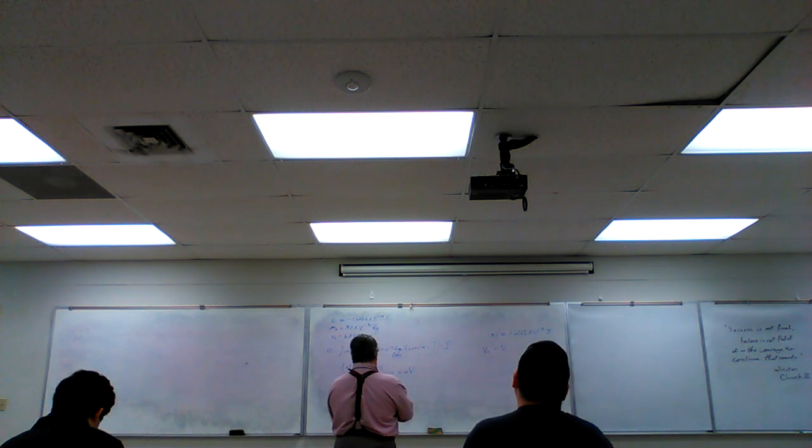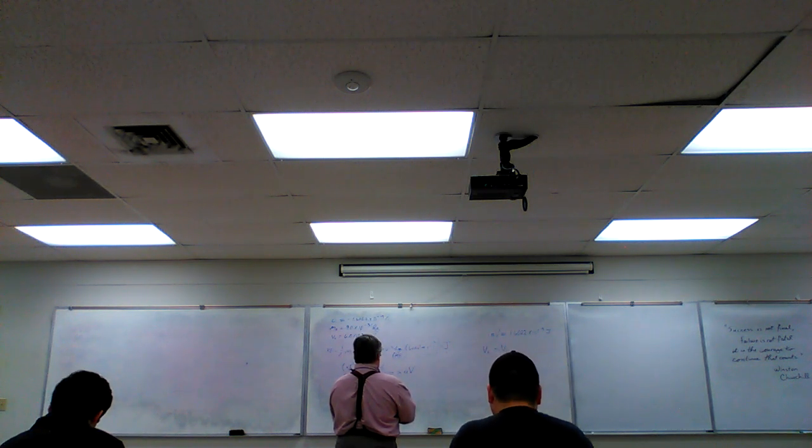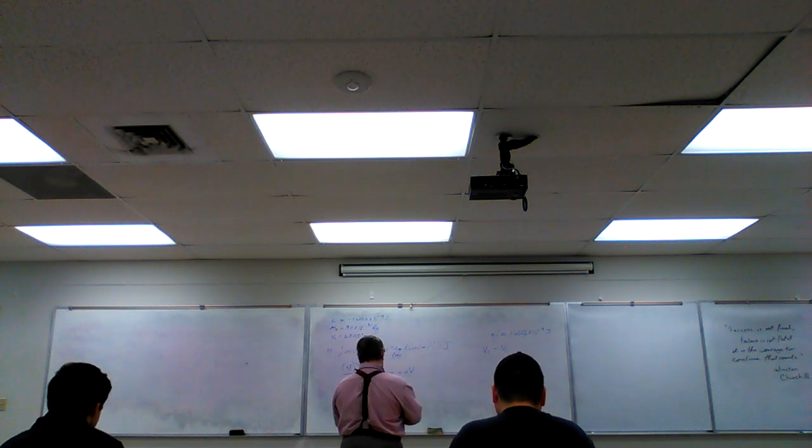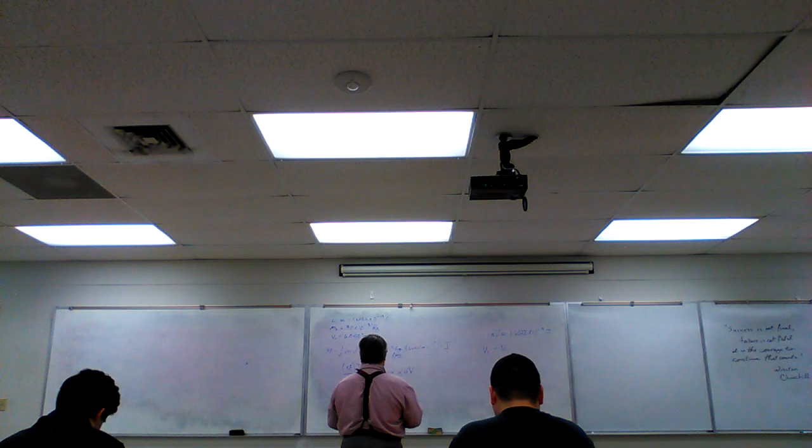Did you do 6 squared times 9.11 E-31 divided by 2? I get 1.64 times 10 to the minus 29 joules. Then divide that by 1.6022. Yeah, I get 1 times 10 to the minus 10 too.